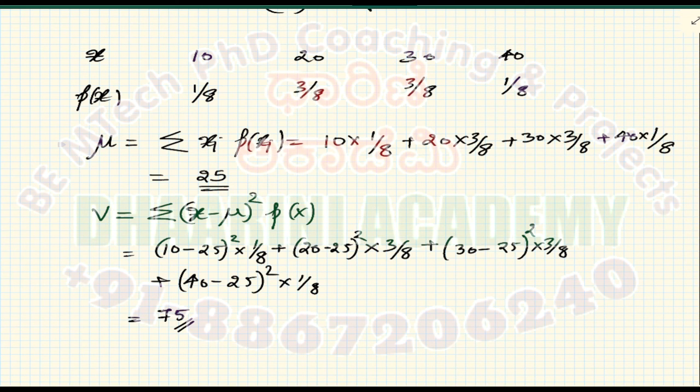Mean and variance take a very important role in all the calculations related to random processes. Again, we can extend this further to calculate the standard deviation. Sigma is equal to root V. So that is root 75, equals what value are we getting? 8.66, right?